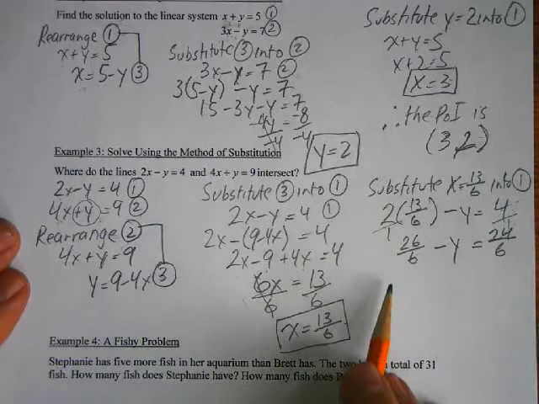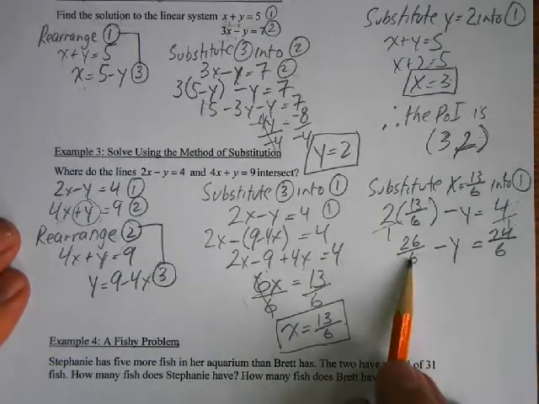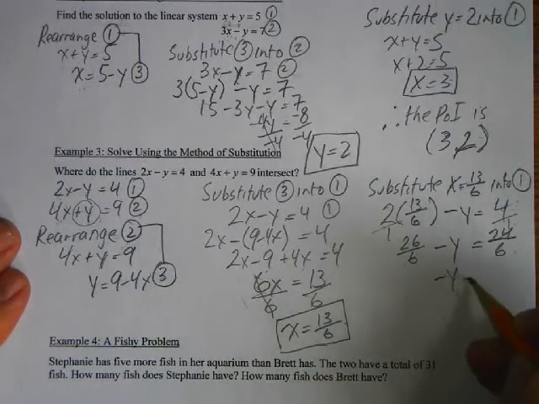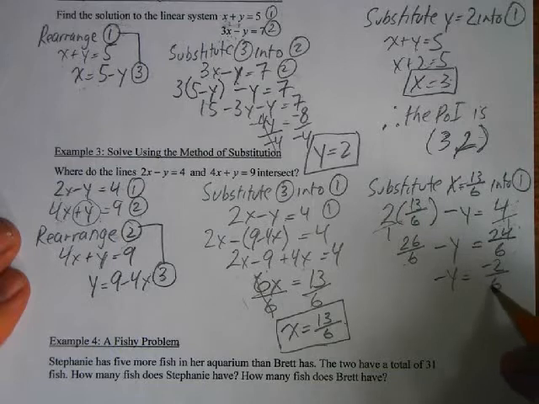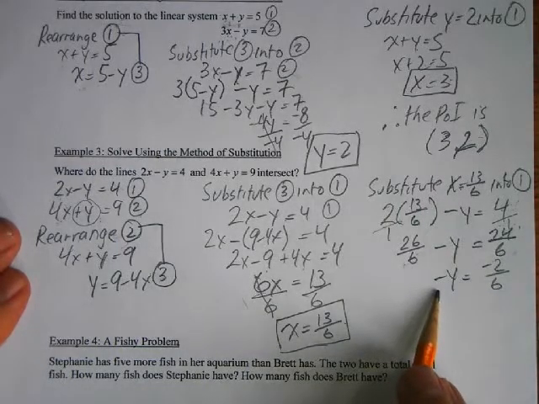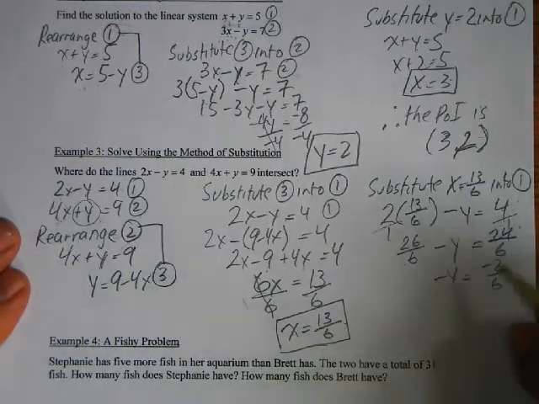Okay, so I can now subtract the 26/6 from both sides. And it's like 24 minus 26, which is negative 2 over 6. Okay, and now we have negative y. This isn't the answer. In order to get the right answer, I'm going to divide by negative 1 or multiply by negative 1.